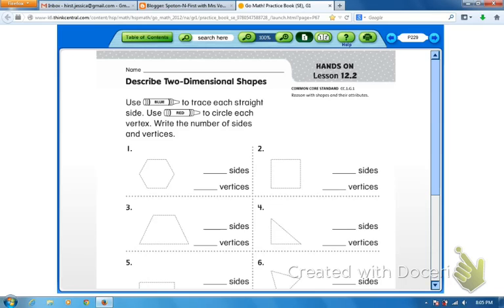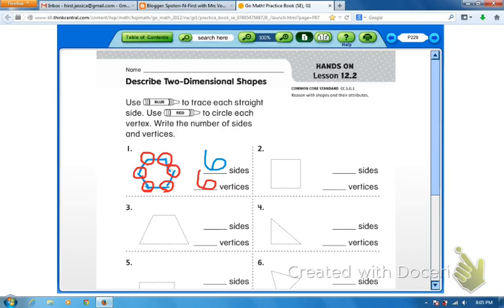And we have two new shapes we've introduced. Number one, there's a hexagon, and number 3 has our trapezoid. So to start out with, I do want them to do both of these two different things they ask them to do in the instructions. It says use blue to trace each straight side. So if we do number 1 on our hexagon, if we trace the sides, we would see there is 6 sides. And then we're going to use a red crayon to circle each vertex or vertice. And by circling each one, we can see there are 6 vertices.